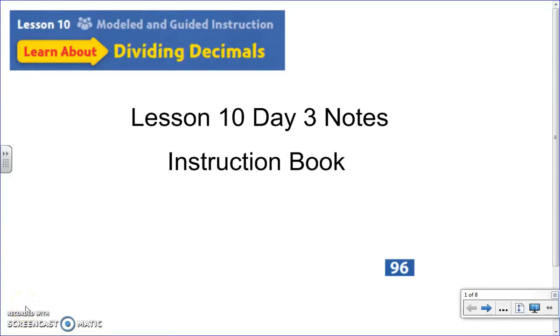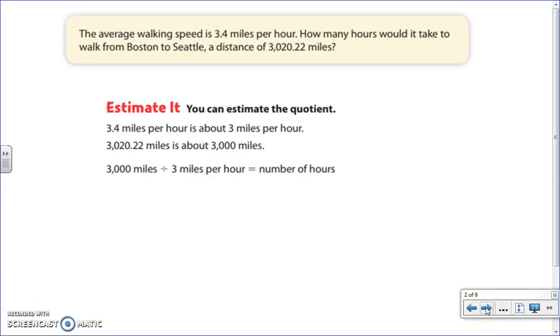This is Mr. Gillum, and today we're going to be dividing decimals again, and this is on page 96 of your instruction book. So the average walking speed is 3 4/10 miles per hour. How many hours would it take to walk from Boston to Seattle, a distance of 3,020 and 22 hundredths miles?